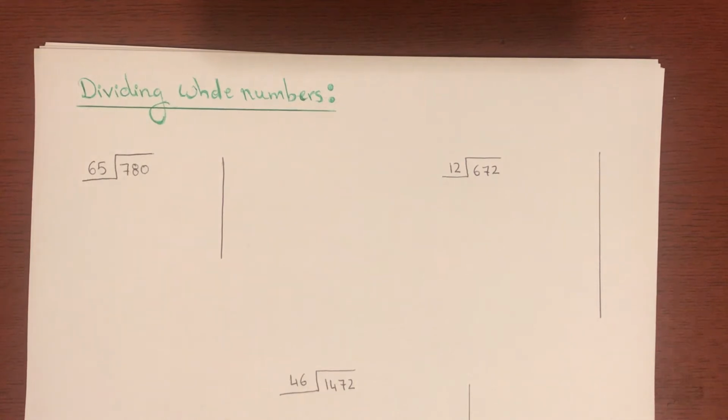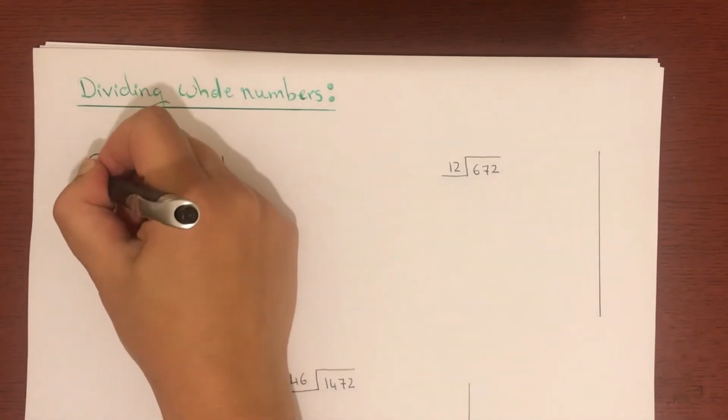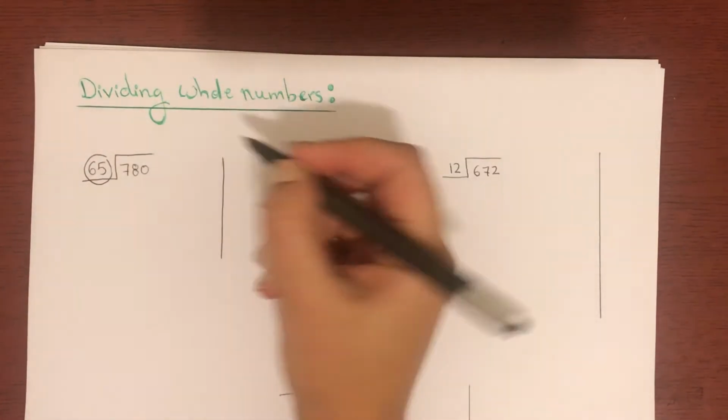Hello there. So in today's video, we're going to review dividing whole numbers. The first example we have is 780 divided by 65. As we mentioned in class, the first step is to make a t-chart. And we're always going to be making the t-chart for the divisor, which is the number outside, 65 in this case.